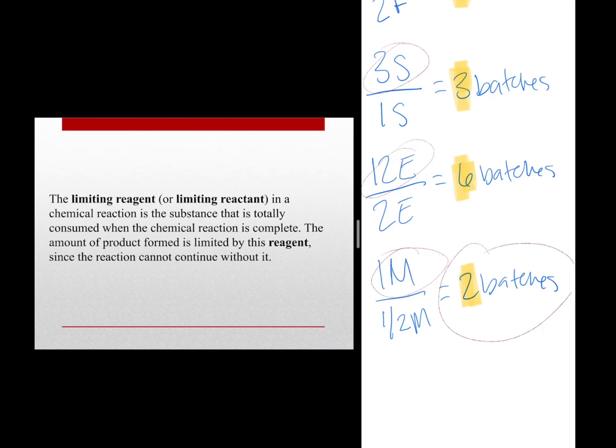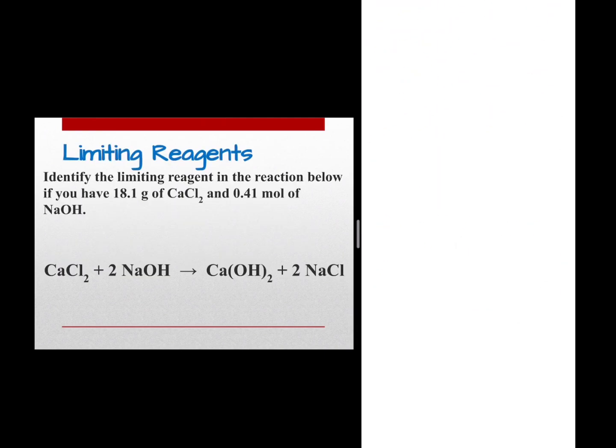The limiting reactant or reagent in a chemical reaction is a substance that is totally consumed when the chemical reaction is complete. The amount of product formed is limited by this reagent since the reaction cannot continue without it. So let's look at an example.